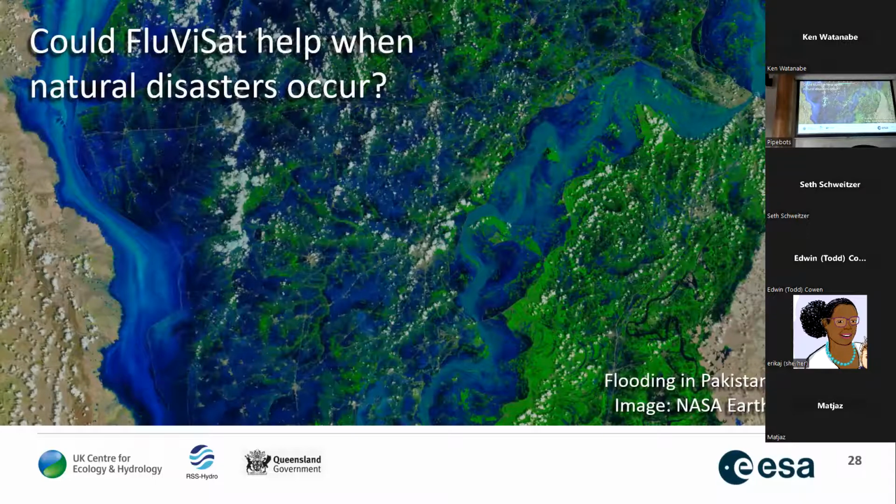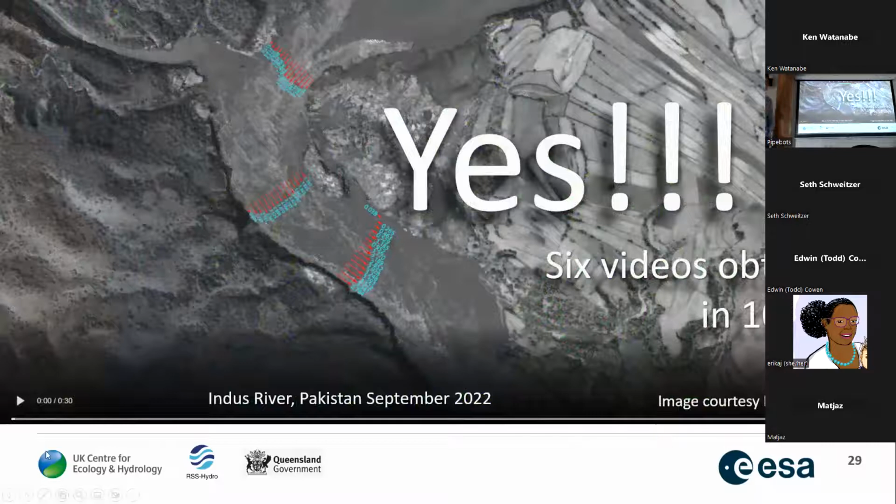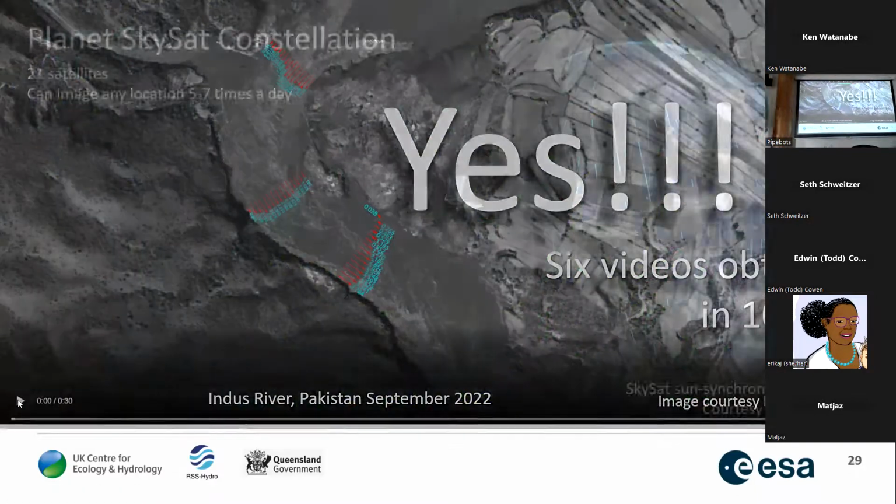So then the next question, as we set out on this project, we decided we wanted to do some sites where we could validate, but we also wanted to see if we could capture some extreme events around the world. I'm sure you're all aware of the flooding in Pakistan that happened this summer. So we tasked Planet with trying to capture some videos of the Pakistan flood, which they did.